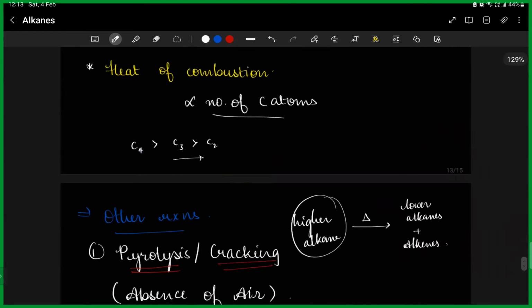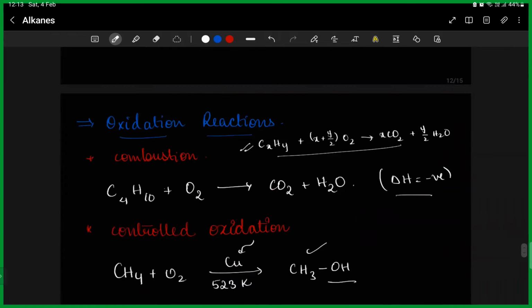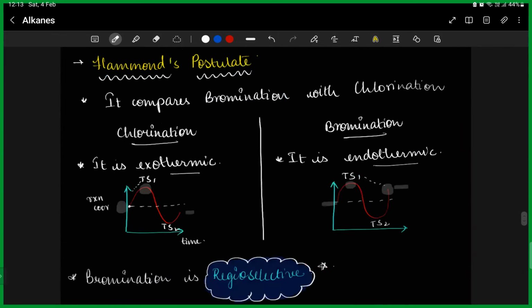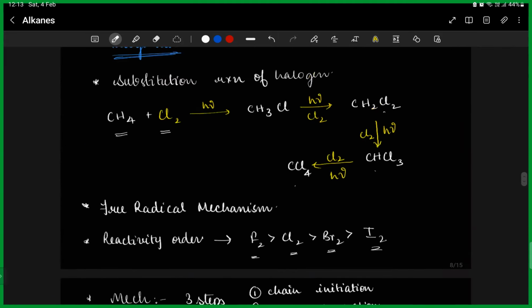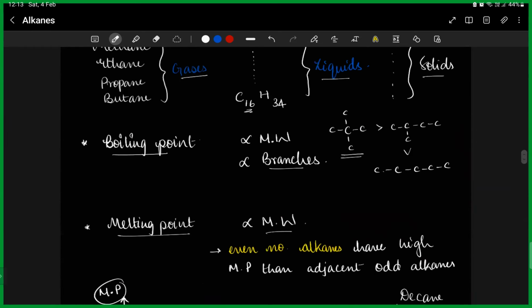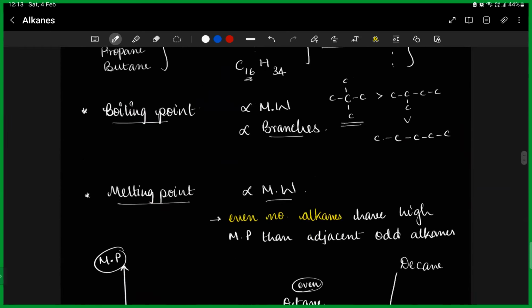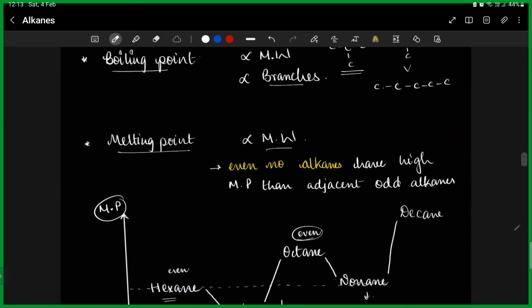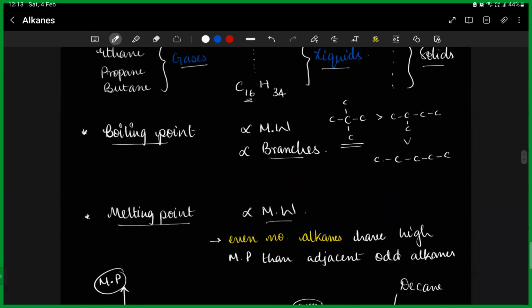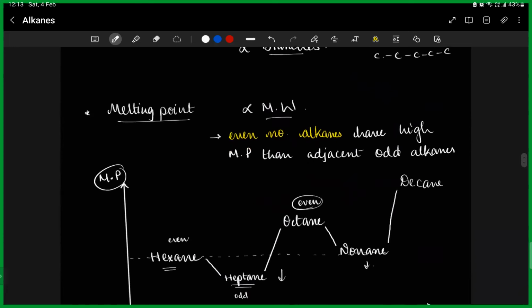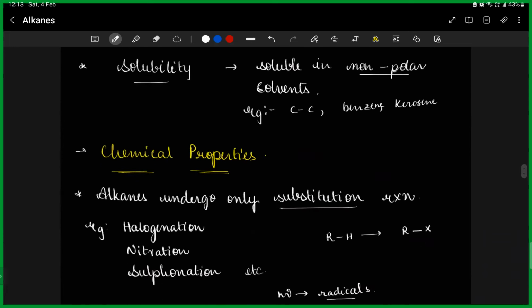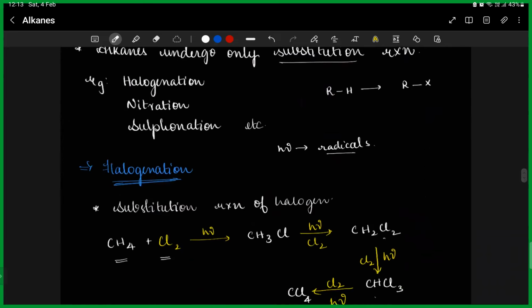We have seen all the chemical properties of alkanes in this video. We have seen physical properties. Boiling point is directly proportional to molecular weight. Melting point is also directly proportional to molecular weight. Even number alkanes have greater melting point than the adjacent odd number alkanes. And for boiling point, when there are more branches, the boiling point will be less because of poor packing. And then density, solubility, and chemical properties. We have seen halogenation.